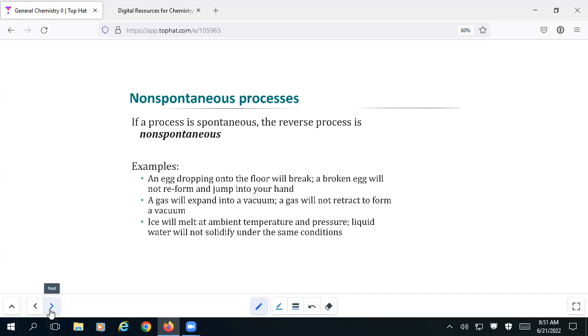If I have an egg and I drop it onto the floor, the spontaneous process would be that gravity acts on the egg, it hits the floor, and it breaks. The non-spontaneous process would be that the egg basically picks itself up off of the floor, reattaches itself, and jumps back into my hand. There's also another term in there called reversibility, which obviously this one would not have. Once you break an egg, you can't put it back together.